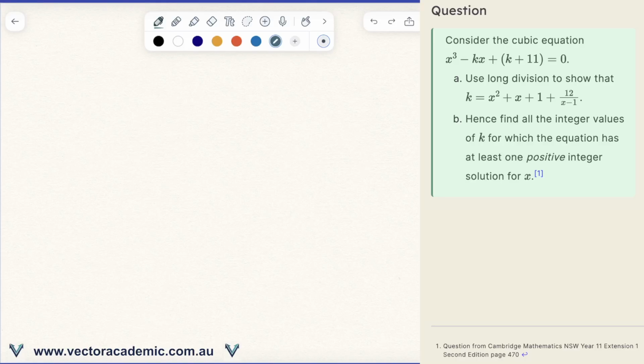Hello everyone. Today's question is from the Year 11 Polynomials topic. Consider the cubic equation x cubed minus kx plus k plus 11 equals 0. Use long division to show that k equals, and it gives us what k equals. So I'm going to give you a chance to attempt this question before we talk about any hints.